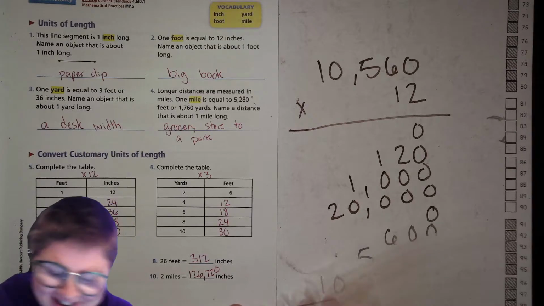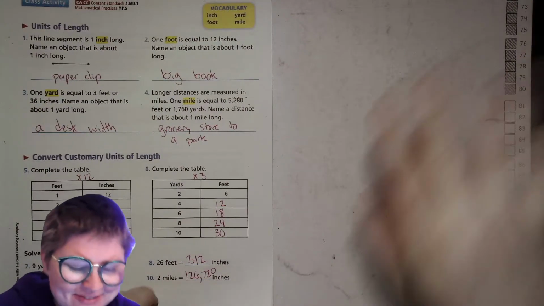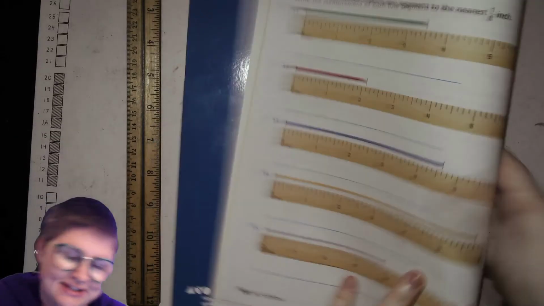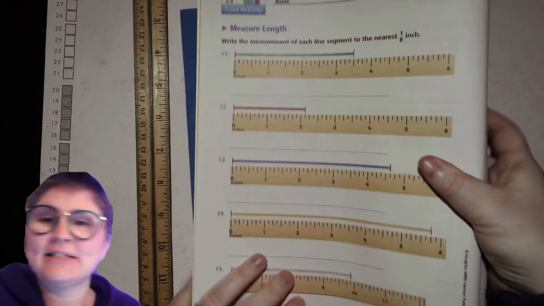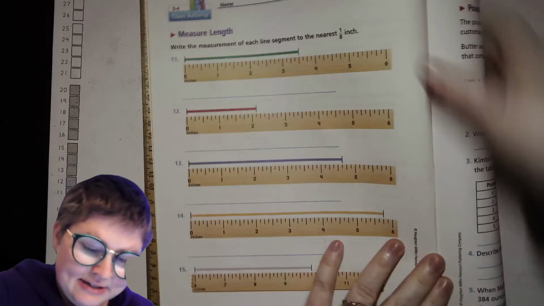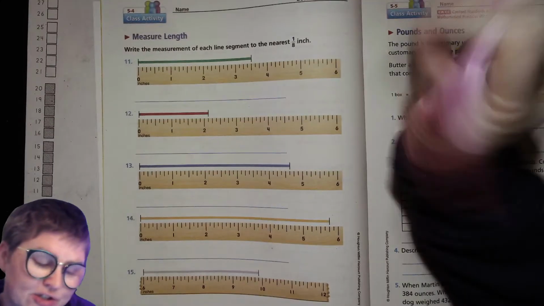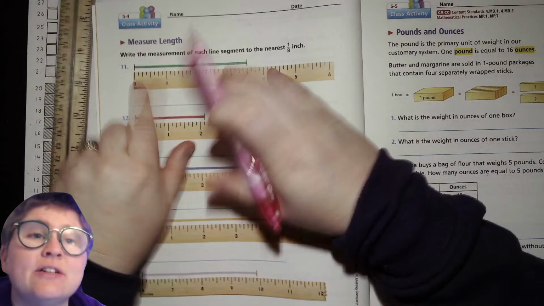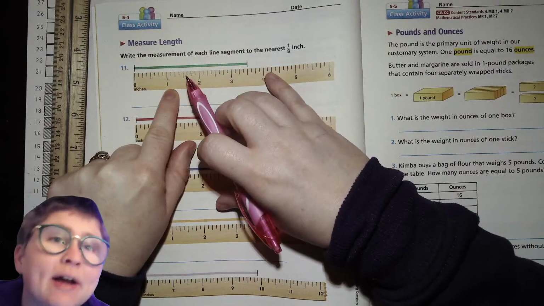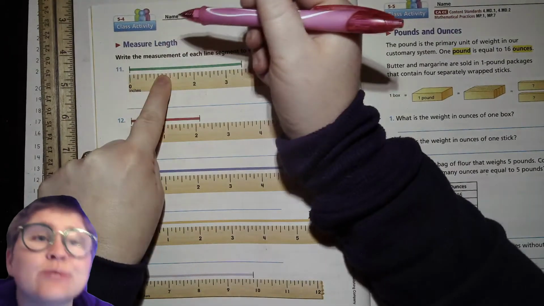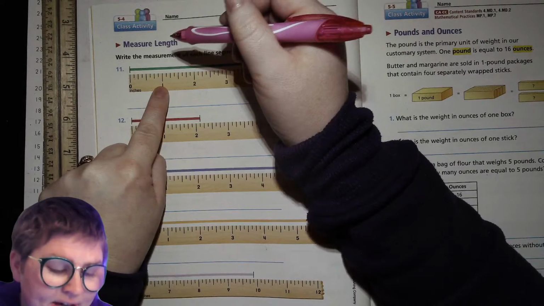Okay. All right. So let's go ahead and look at this back side. Write the measurement of each line segment. A line segment is a piece of a line, because in math, a line can continue forever. To the nearest 1/8 of an inch. So let's just talk real quickly about what all these little lines mean. So here you have 0 and 1. That means this length is 1 inch from here to there.